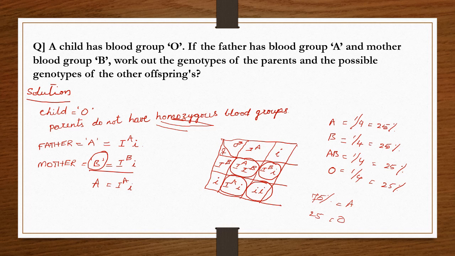So please remember that the O blood group is possible only when the parents are in heterozygous condition. Like in this question, heterozygous A and heterozygous B, or both parents having the same blood group in heterozygous condition. So only in heterozygous condition is the O blood group possible in the offspring. In homozygous condition, or if any of the parents has AB blood group, there is no O blood group in their children.